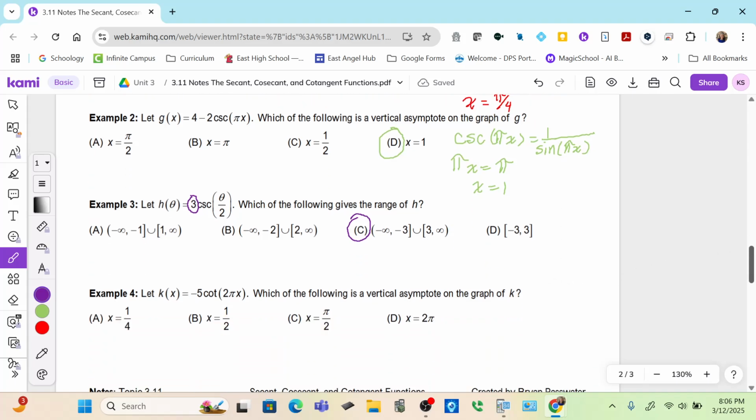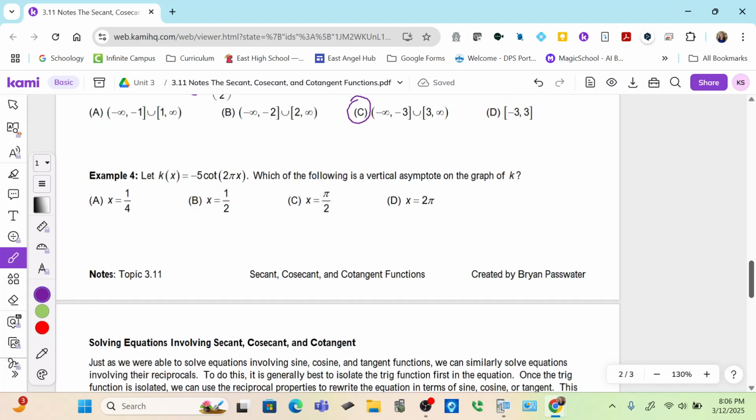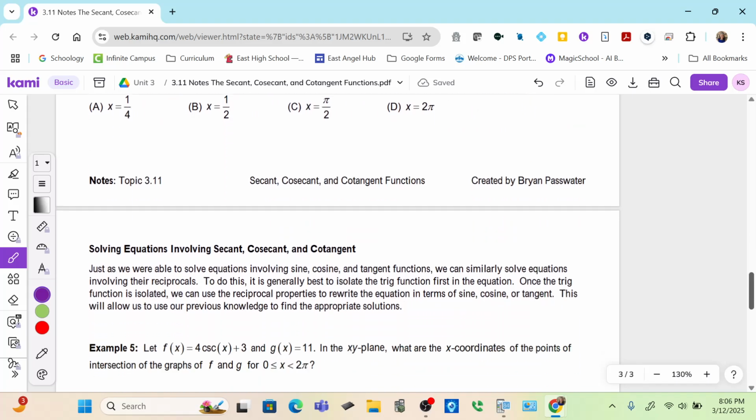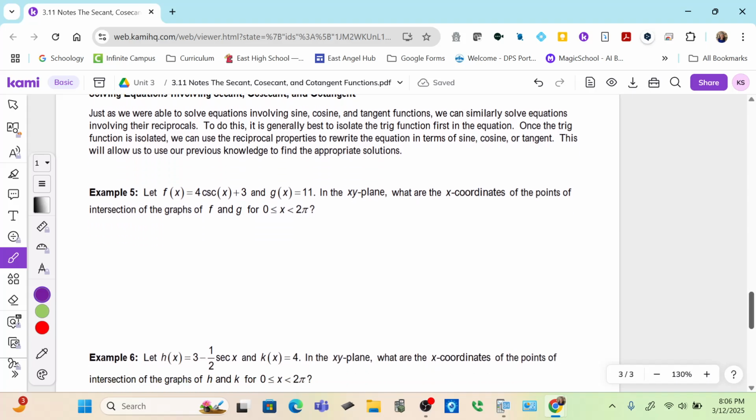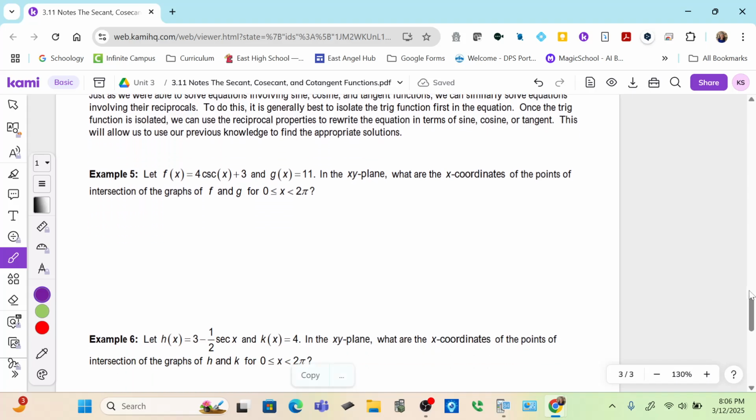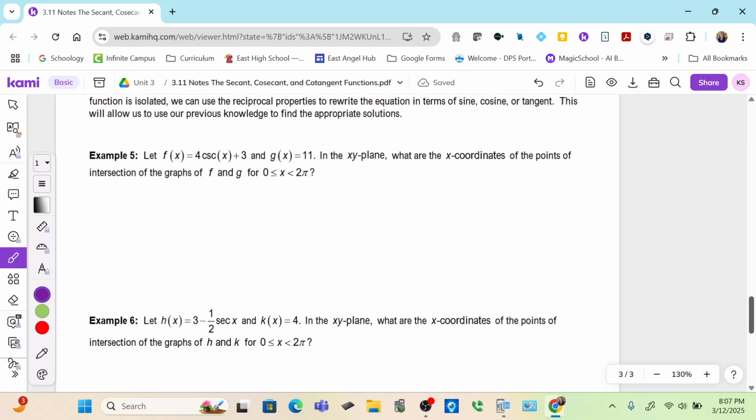Okay, then I said I would do some from the back. I'm going to do example 5 and then example 7. So we can solve equations that have these reciprocal values in them. In example 5, we have let f of x equal 4 cosecant of x plus 3 and g of x equal 11. In the xy plane, what are the x coordinates of the points of intersection of the graphs of f and g, for 0 less than or equal to x less than 2 pi?